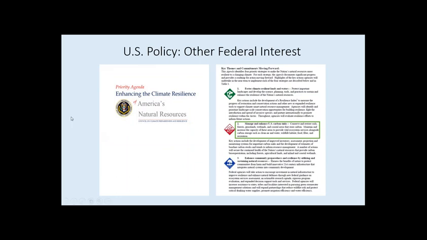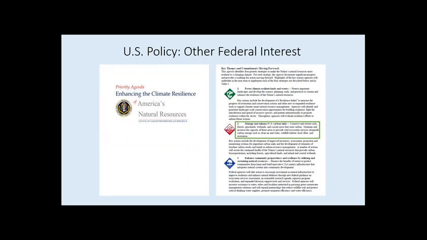And the second point says, manage and enhance U.S. carbon sinks. I want to point out that when this document was first being created, they actually weren't talking about including any language about natural carbon sinks. And it was through discussions with NOAA and other agencies that this even came to be part of the document.